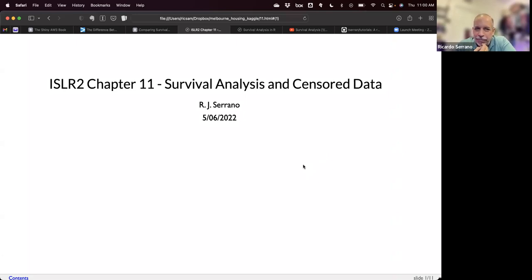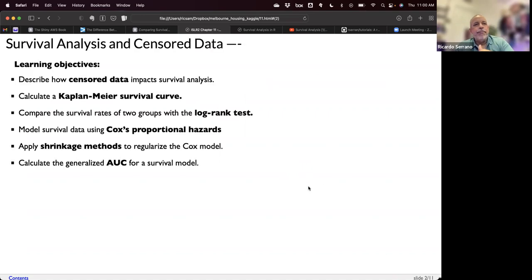This is chapter 11 of the Introduction to Statistical Learning, and the topic is survival analysis. Okay, so let's get cooking.